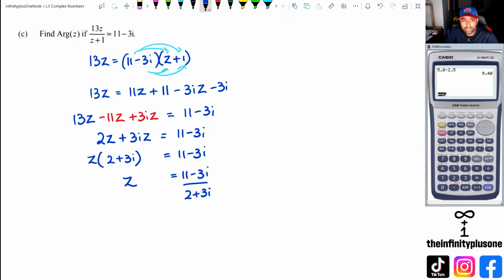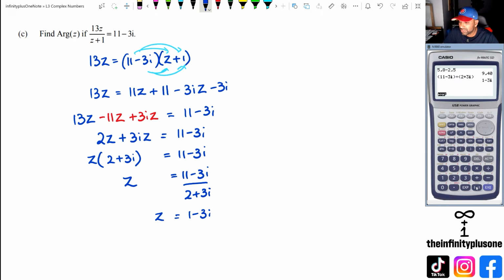Now at this point, if you don't have a graphics calculator, you'd have to rationalize the denominator. But in this case, I know I've done a couple of examples of rationalizing denominators before, so I'm going to straight up go into using the calculator for this. So I'm going to go 11 minus 3i, and that's divided by 2 plus 3i. So when I do that, I am getting z is equal to 1 minus 3i.